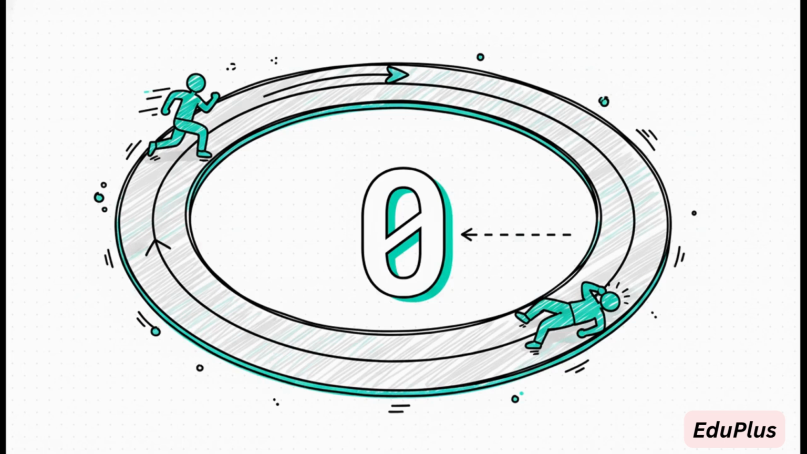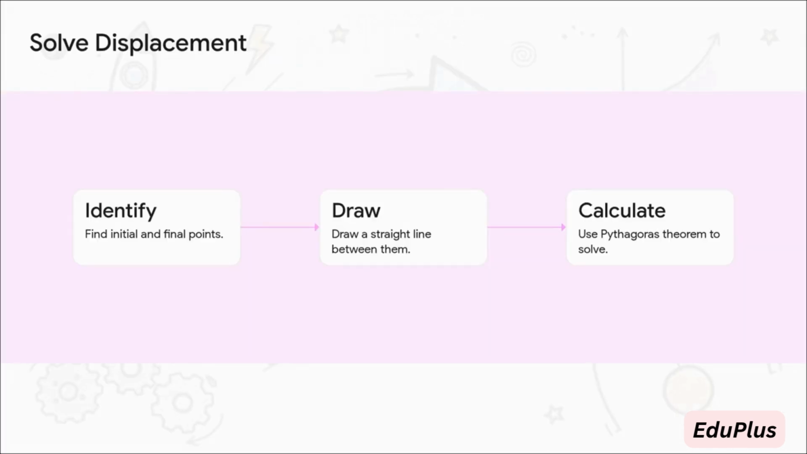They start at the starting line, run the entire exhausting loop, and collapse right back across that exact same starting line. Their distance covered is 220 meters. But because their initial starting point and their final finishing point are the exact same spot, the shortest straight line between them is 0.